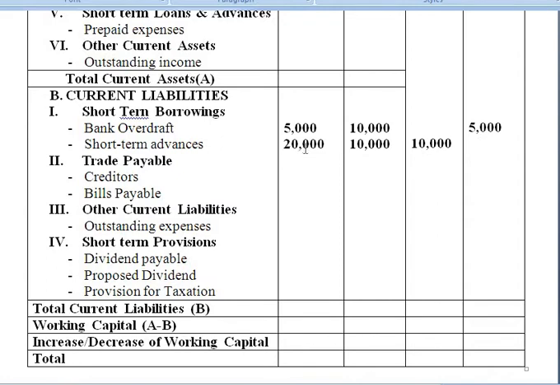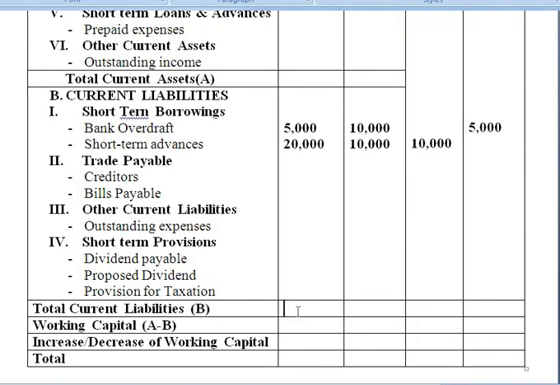Here you can see there is a decrease in amount: the opening balance was 20,000, whereas the closing balance is 10,000, which means that there is a decrease in current liabilities. How much? 10,000. So a decrease in current liabilities leads to an increase in working capital. In this way, for all the items of current liabilities, we have to record in the schedule of changes in working capital. After that, we have to make the total of current liabilities.